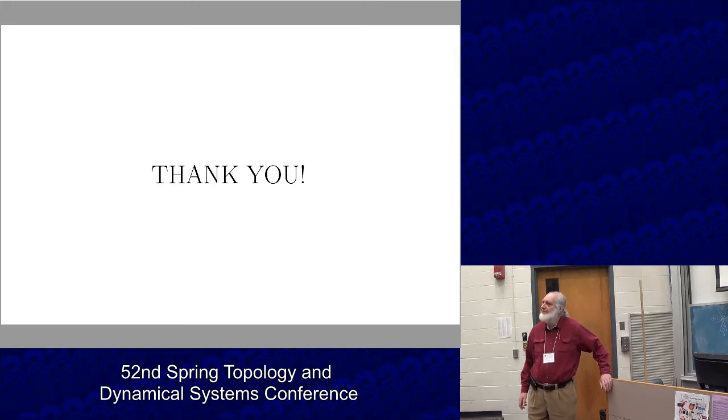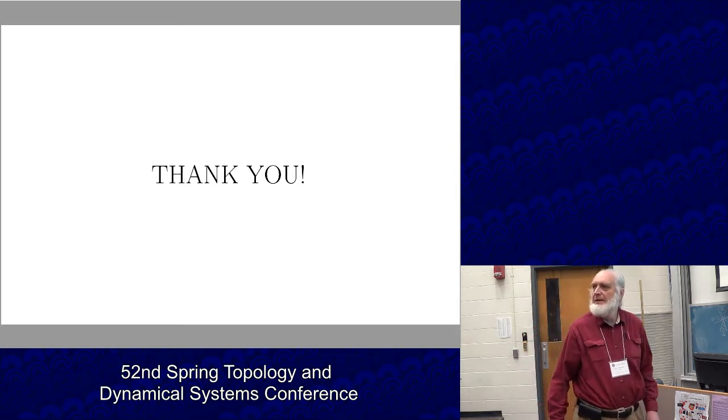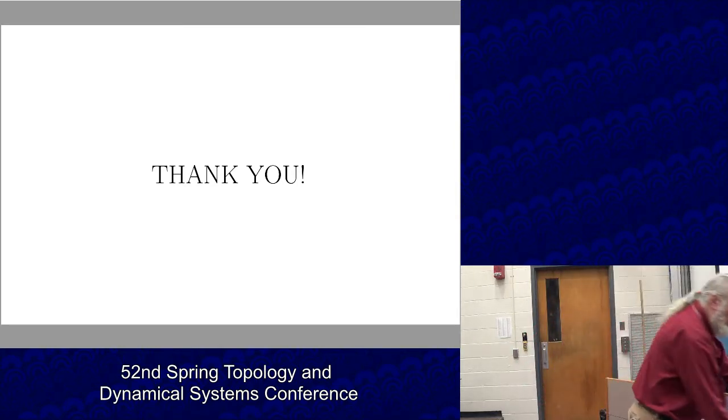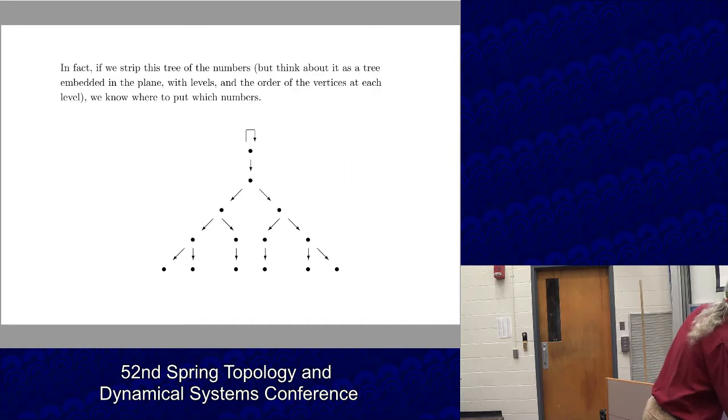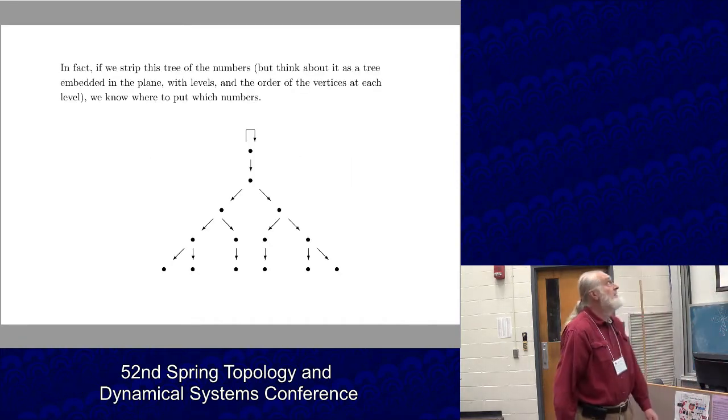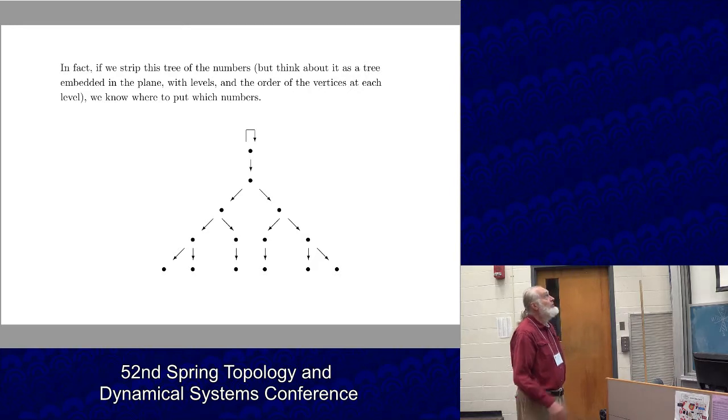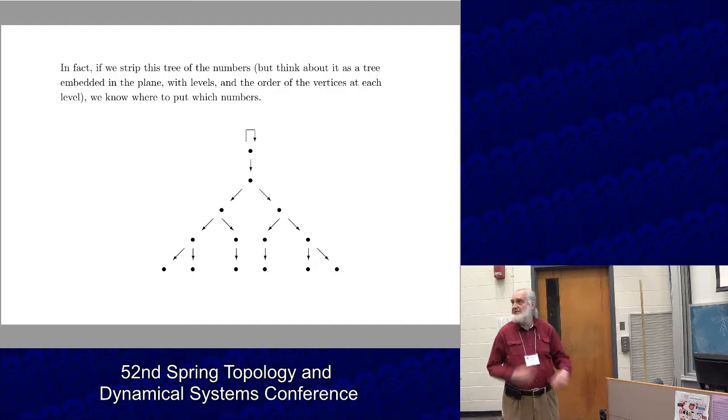On this folding tree, is the left-right order of the way those things branch important? Yes, order is very important. I even write in the order of the vertices. You have to know the levels and order. If you switch, you get something different.